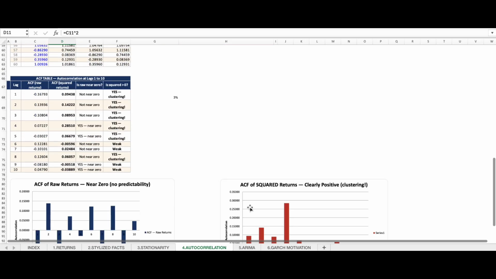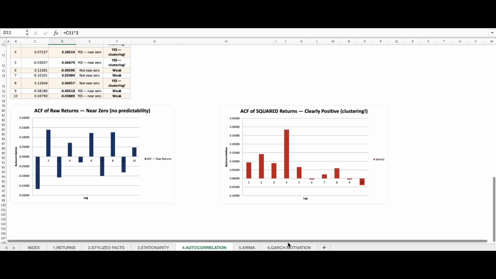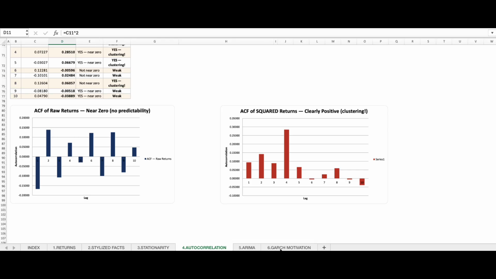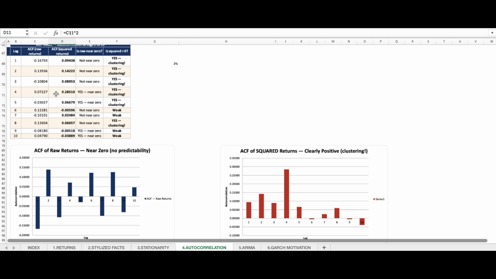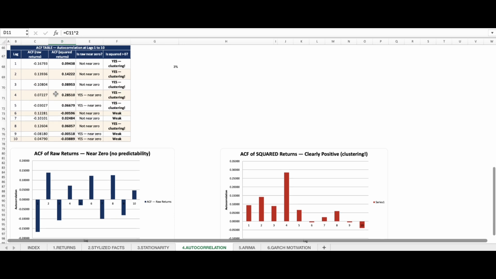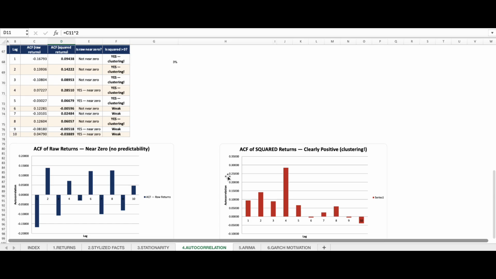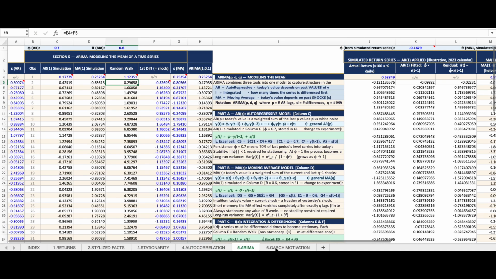So the contrast between these two tables is the motivation for the ARIMA plus GARCH framework. ARIMA models the mean, it finds almost nothing. GARCH models the variance and it finds a lot. And you need both models together to get a complete picture.